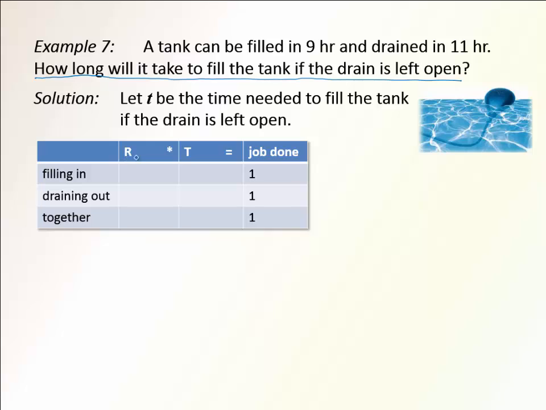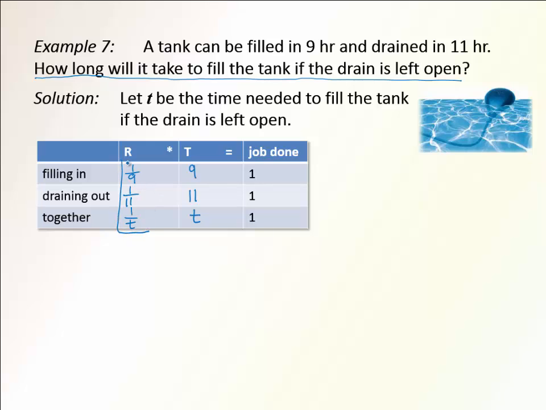Again, let's stick with the table. Rate times time equals job done. So filling the tank is one job to do. Filling in takes 9 hours, so we plug 9 into this box. Draining out takes 11 hours, so 11 goes into this box. How long will it take to fill the tank if they work together? We don't know. That's our t time. And then we translate the information into rate of performing the job. So it will be 1 divided by 9, job divided by time. That's your rate, 1 divided by 11 and 1 divided by t.